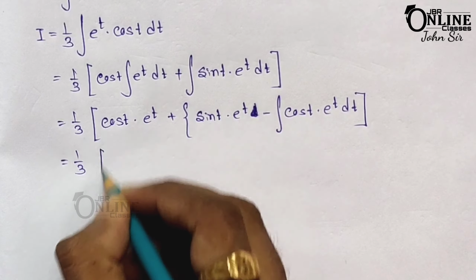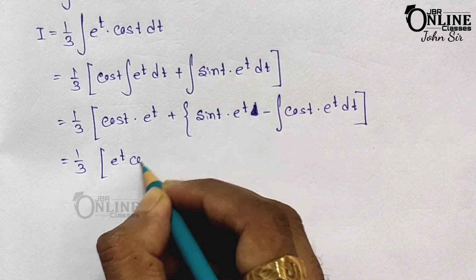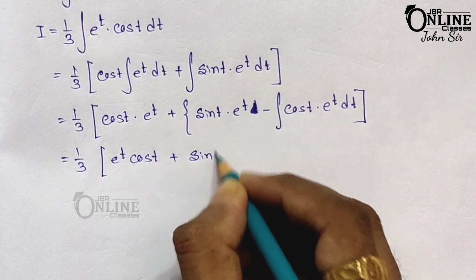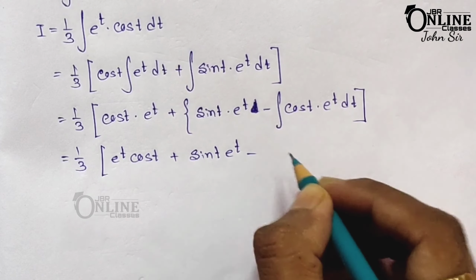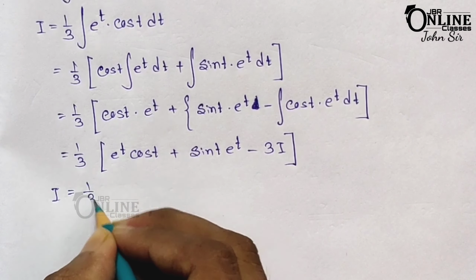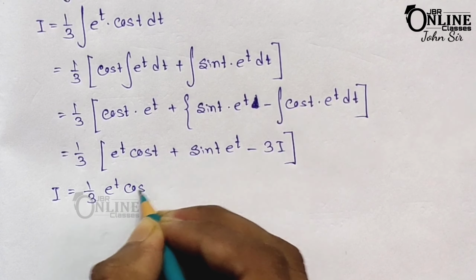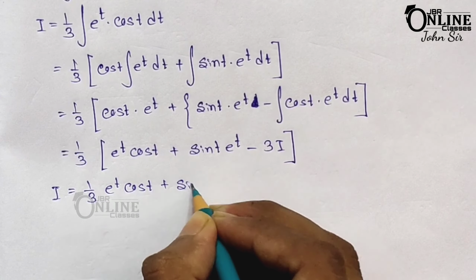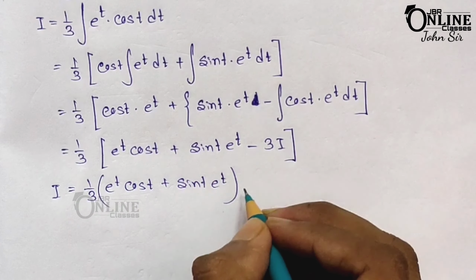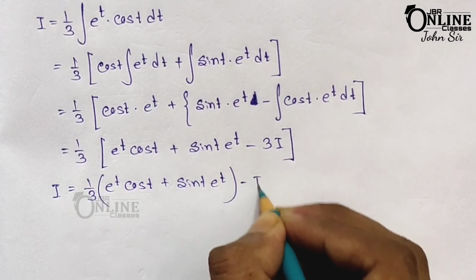So in that case you can write e to the power t cos t plus sin t e to the power t minus 3i. Okay, so now if you multiply this one, on the left-hand side it will be 1 by 3 e to the power t cos t plus sin t e to the power t, and on the right-hand side 1 by 3 multiplied by this one will be minus i.